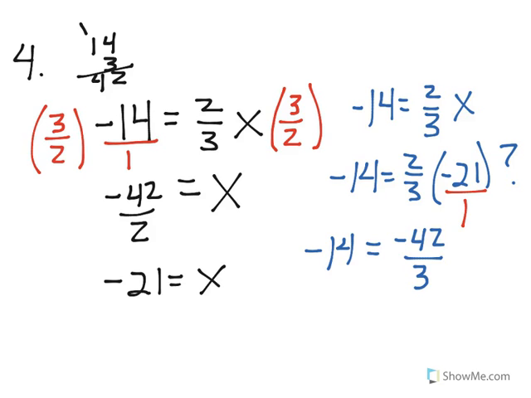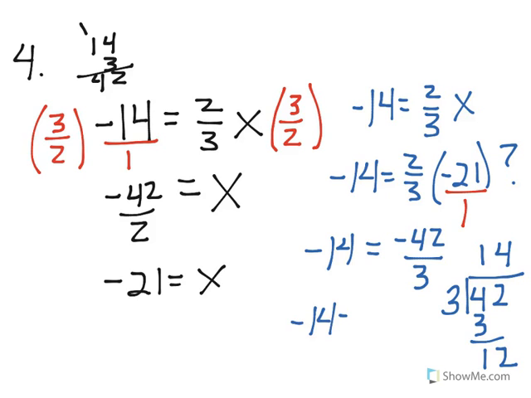I'm going to have to, off to the side, do a little bit of long division here. So I have 42 divided by 3. So that goes in once. Subtract, I have 12, and 3 goes into 12 4 times. So a negative divided by a positive is a negative number. So this problem checks. Negative 14 does equal negative 14.